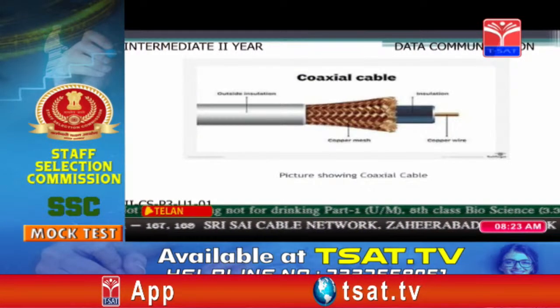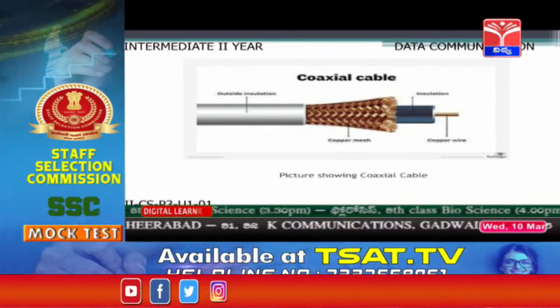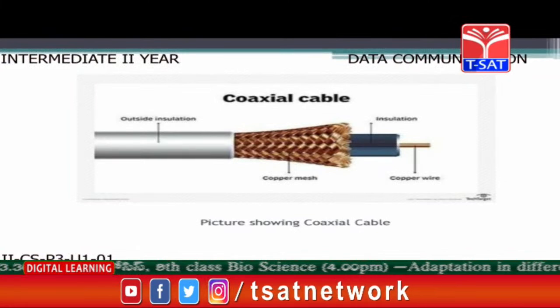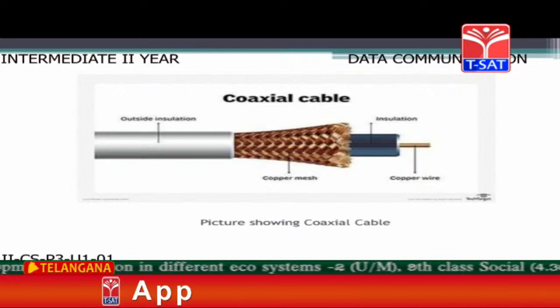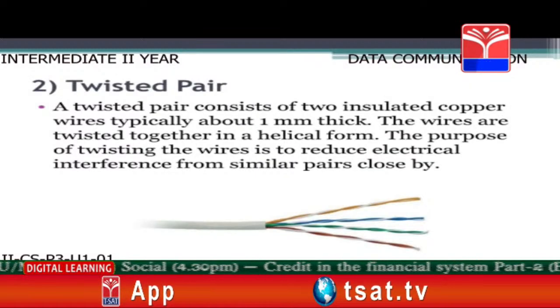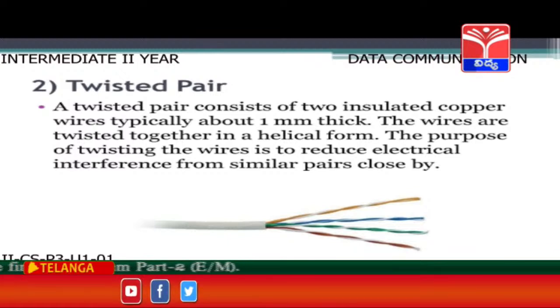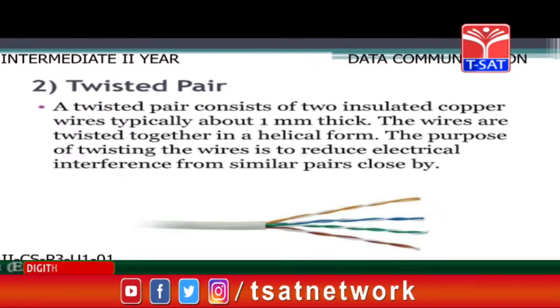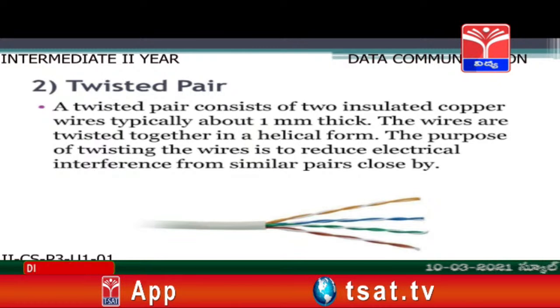A type of wire that consists of a center wire surrounded by insulation and then a grounded shield of braided wire. The shield minimizes electrical and radio frequency interference. Second is twisted pair. A twisted pair consists of two insulated copper wires, typically about 1 mm thick. The wires are twisted together in a helical form. The purpose of twisting the wires is to reduce electrical interference from similar pairs close by.